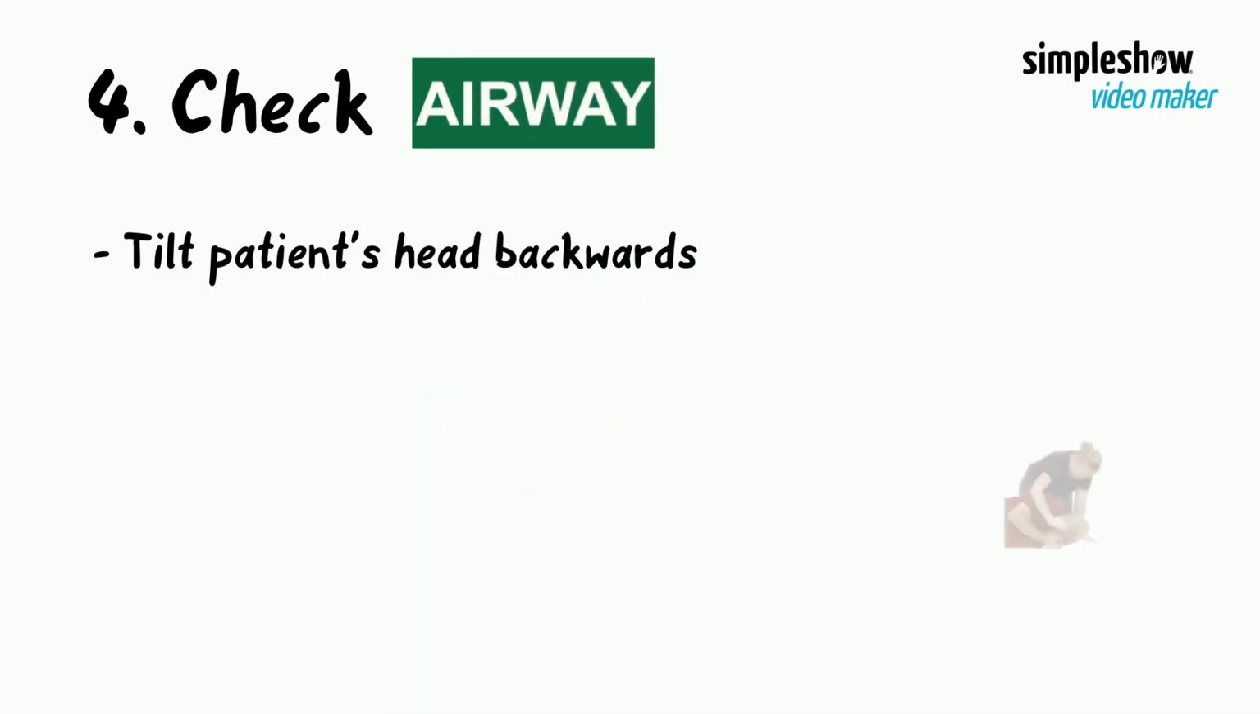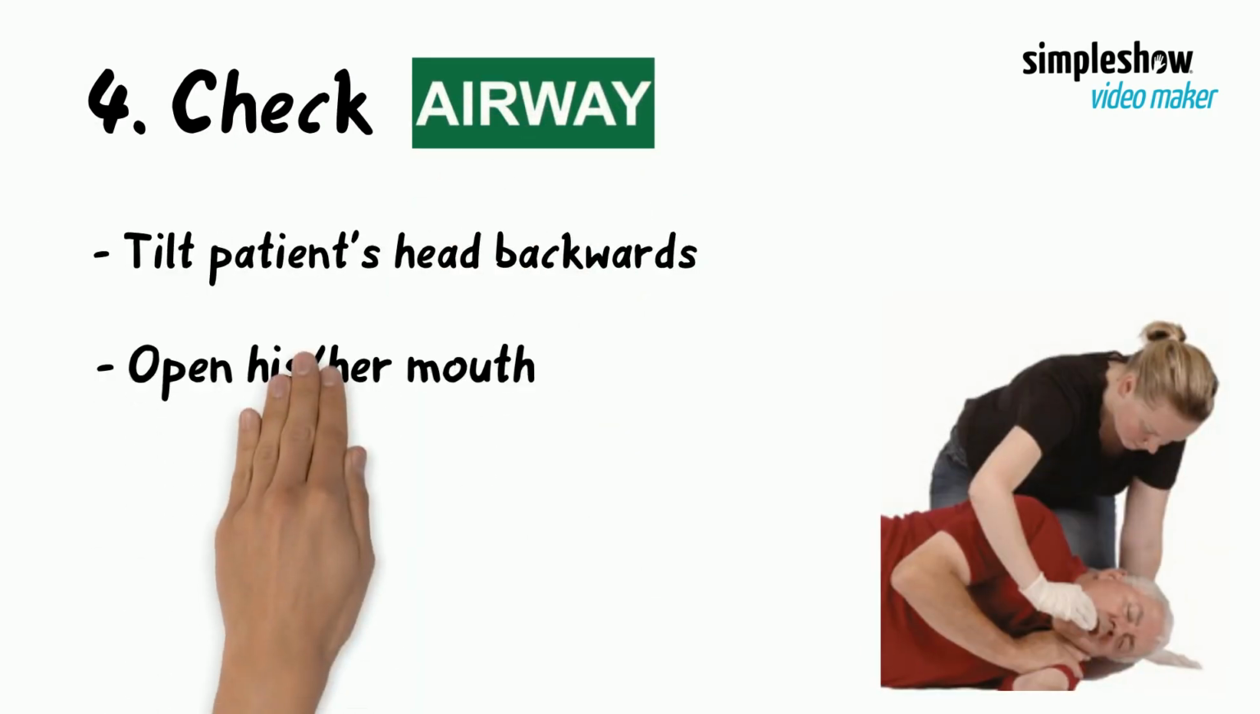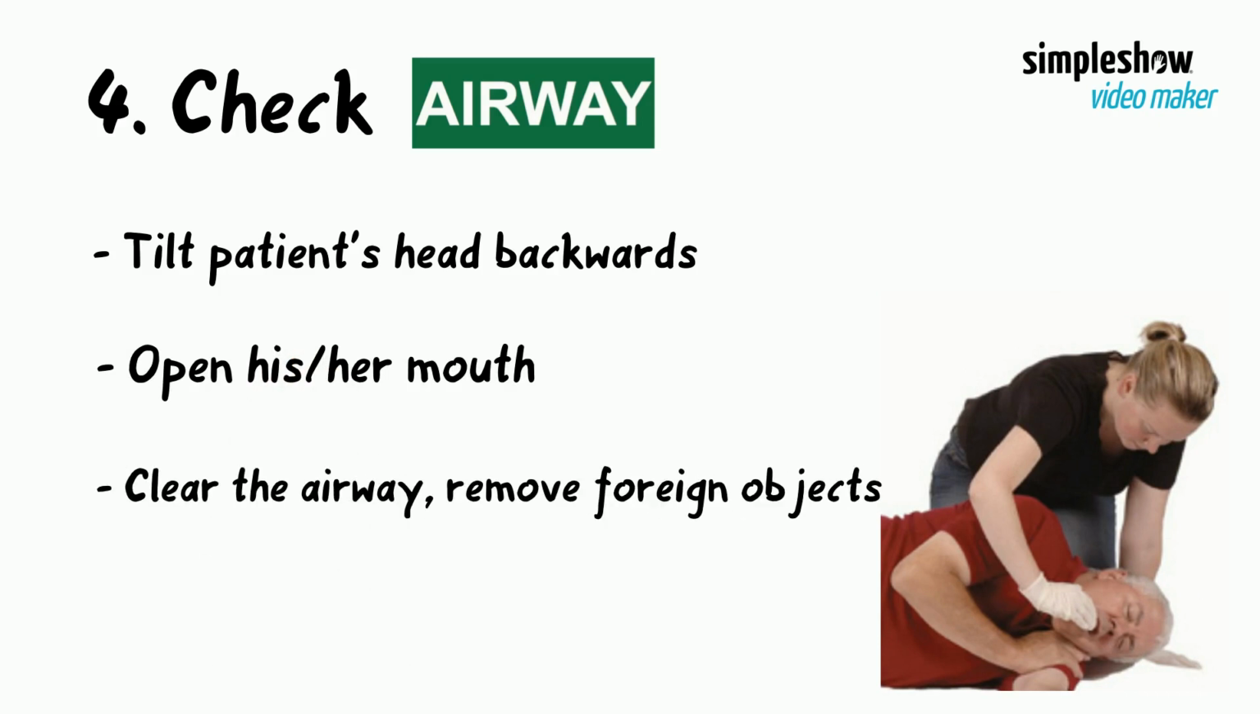The fourth step is to check the casualty's airway. Tilt the patient's head backwards and open his or her mouth. Clear the airway and remove any foreign objects. Foreign objects and fluids that could be of risk to airways include anything from water, blood, to an object the casualty has swallowed. Make sure to check for signs of life.